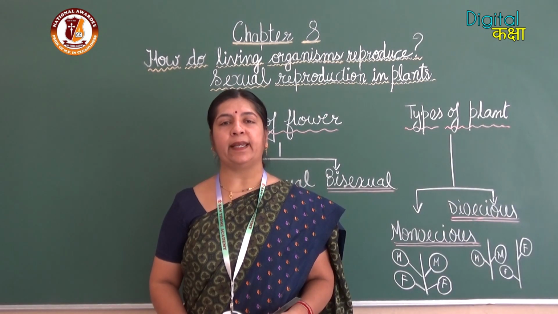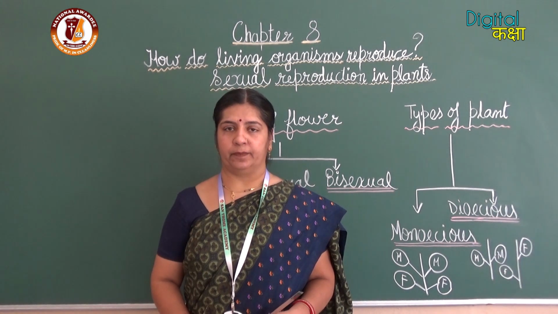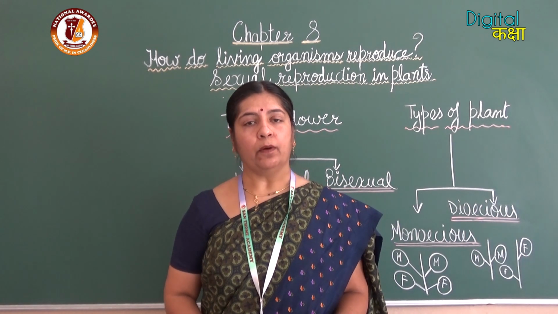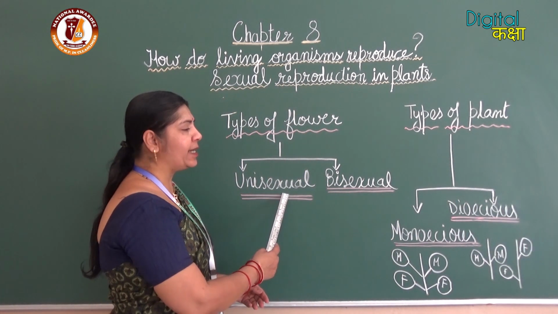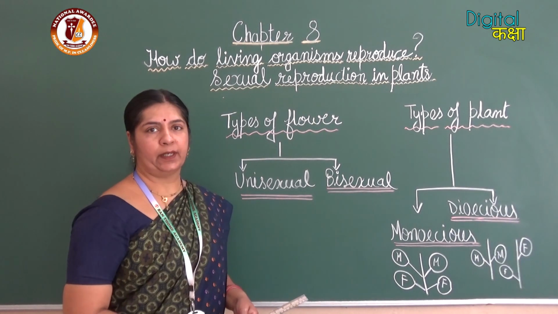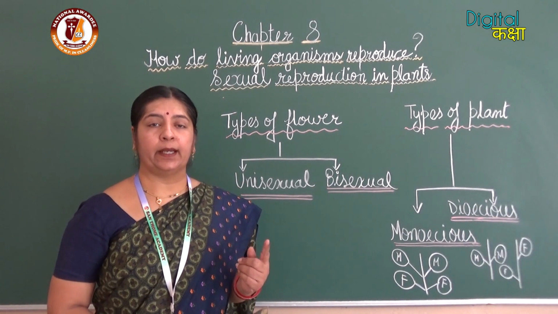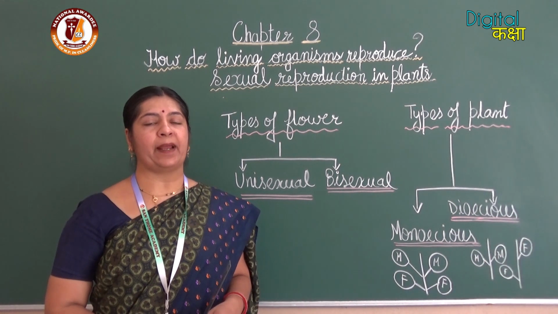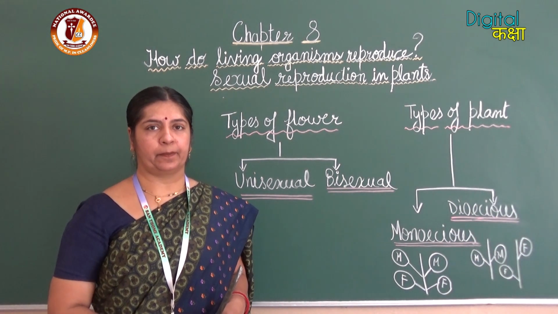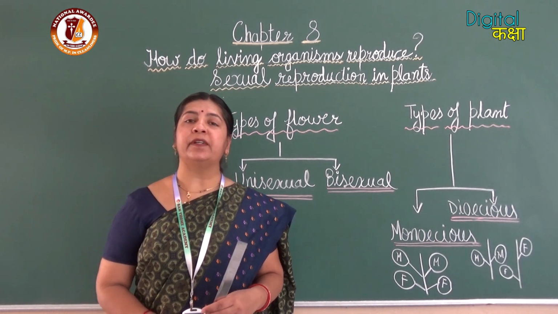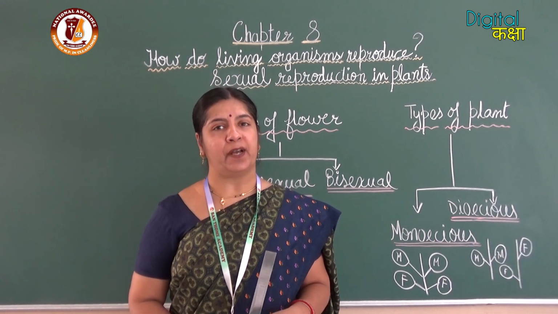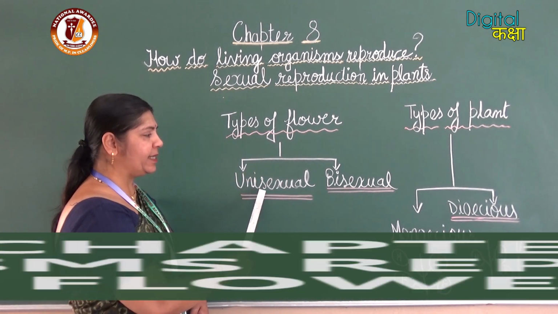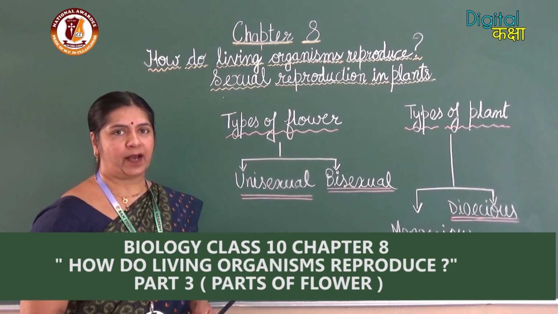Now we will study the different types of flowers on the basis of the reproductive organs they bear. So flowers can be unisexual or bisexual. Uni means one. It means either the male reproductive part is present or the female reproductive part is present.